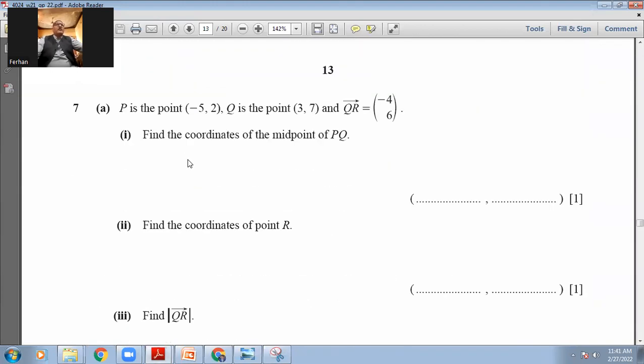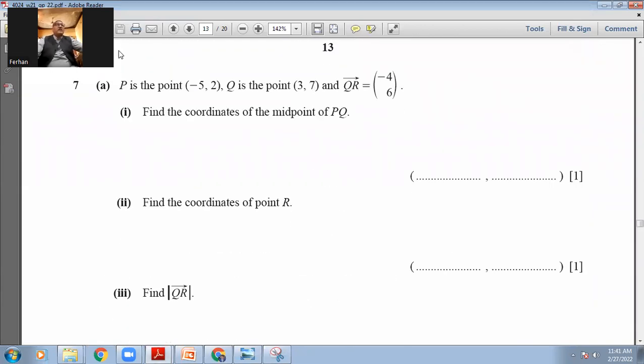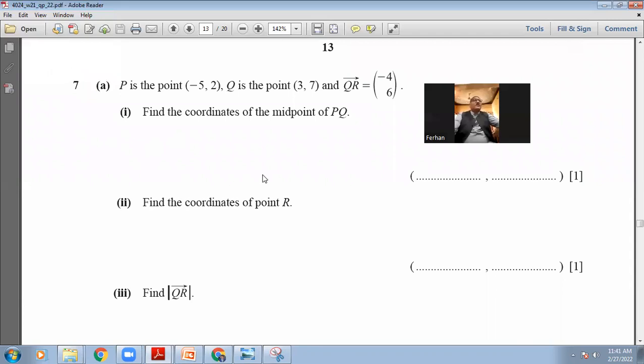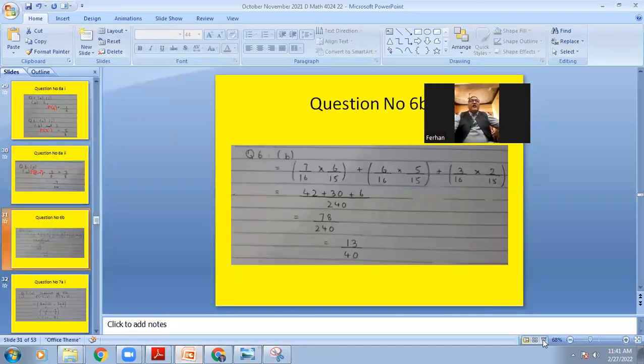The next question coming up on your screen is question number 7. It says P is the point minus 5 comma 2, Q is the point 3 comma 7, and QR is minus 4, 6. Find the coordinates of the midpoint of PQ. If you want to find the coordinates of the midpoint of PQ, you can use coordinate geometry. The midpoint's coordinates are x2 plus x1 by 2 comma y2 plus y1 by 2. So we can very easily find the midpoint.